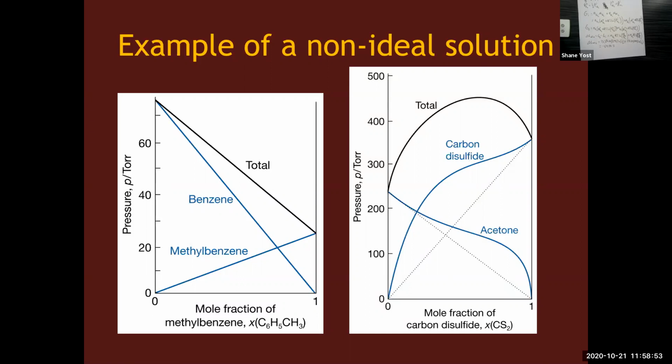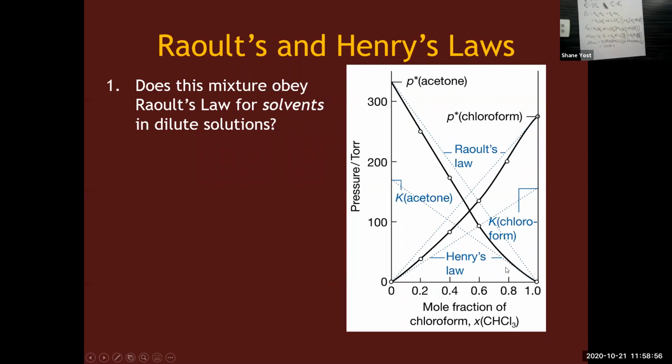But if you look here, this is different. This is acetone and chloroform, which is another non-ideal solution. If you look at these non-ideal solutions, what you'll see is that near a mole fraction of 1 and a mole fraction of 0, the vapor pressures of both the solute and the solvent are roughly linear. So these are roughly linear near mole fractions of 0 and near mole fractions of 1, and that linearity is related to either Raoult's law or Henry's law.